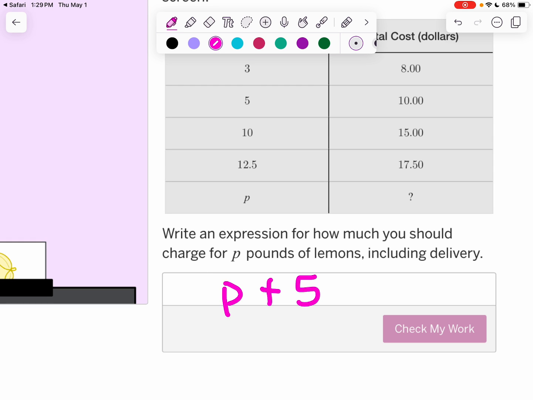Anytime we don't know what's in front of a letter, because it doesn't tell us, we know that it always means a 1. So you didn't even need to put the 1 if you did not want to.